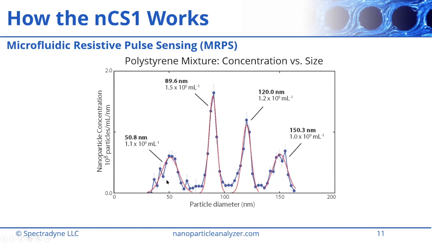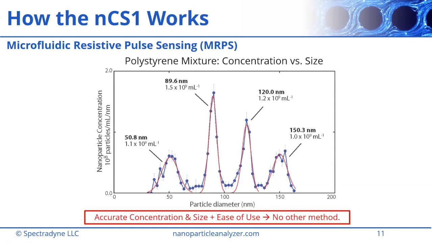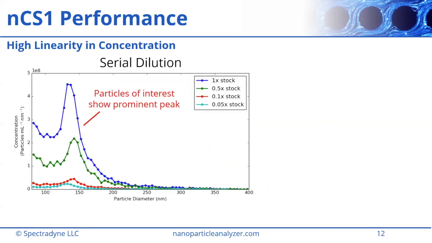And you can see that our technology clearly resolves all 4 components of the sample and can be quantitative over any size range. So we can measure the relative or the absolute concentrations of any one of these populations in the sample. This combination of accurate concentration and size with ease of use is currently not available on the market from any other method. Let me share with you 2 examples that show the performance characteristics of the technology.